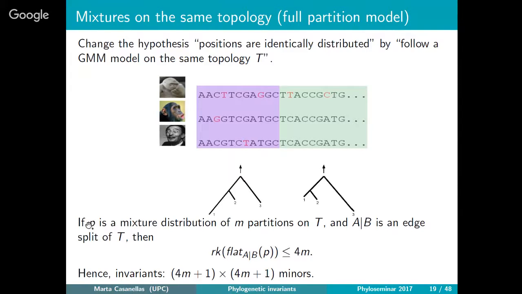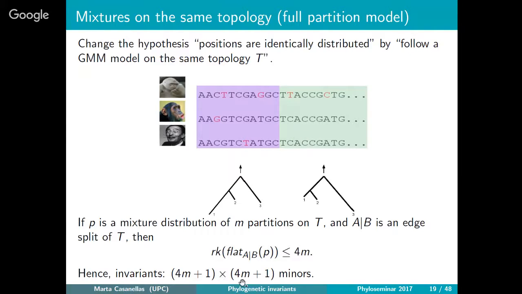So we would say that P is a mixture distribution of M partitions. We partition the alignment into M sets, okay? And the nice result is that if we have a bipartition of the set of leaves that comes from removing a split, an edge of the tree, then, as before, the rank of the corresponding flattening of the distribution, so rearranging the distribution according to the leaves where they are split into this bipartition, would have rank 4 times M, where M is the number of partitions I'm considering, okay?